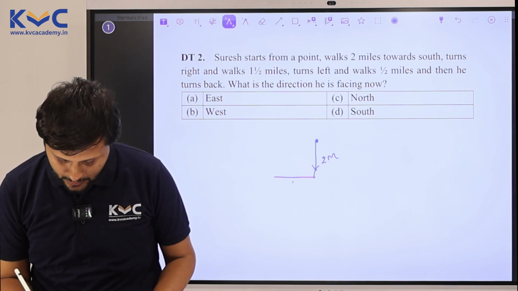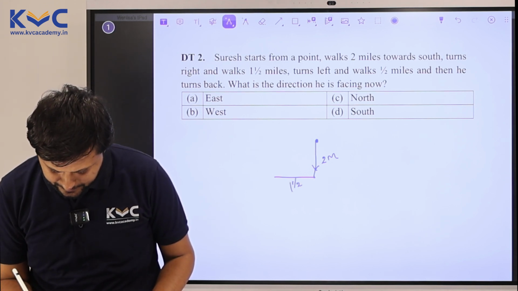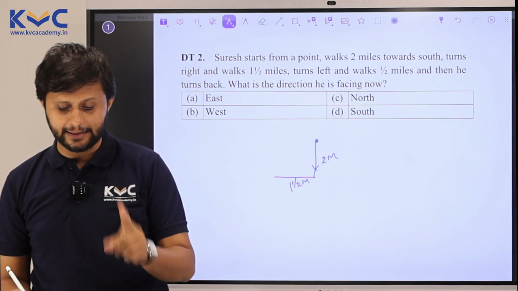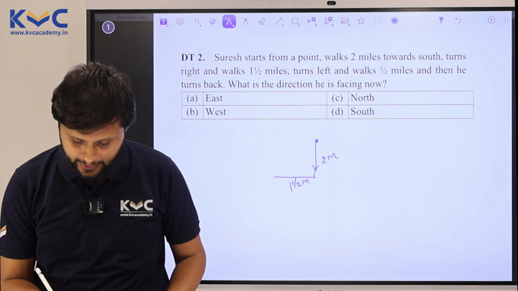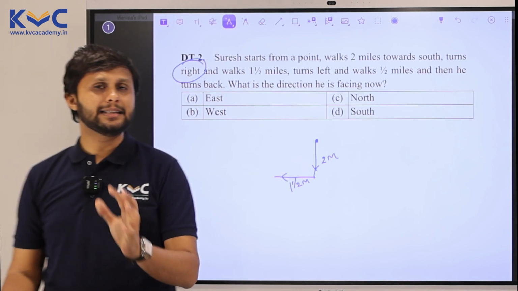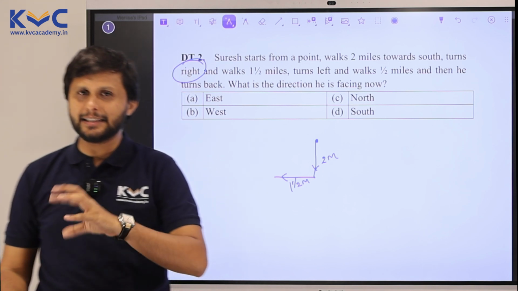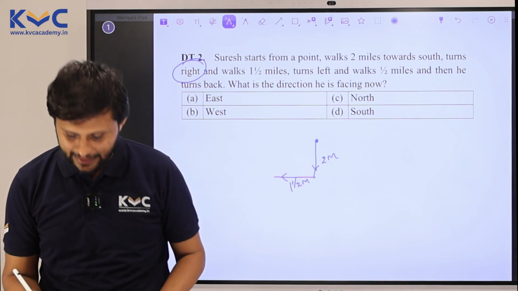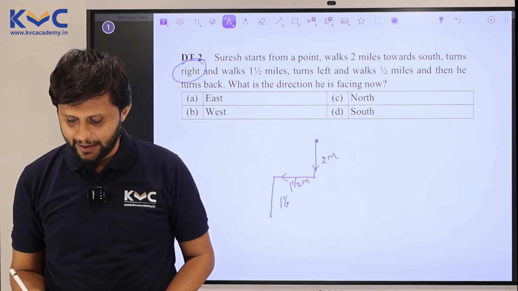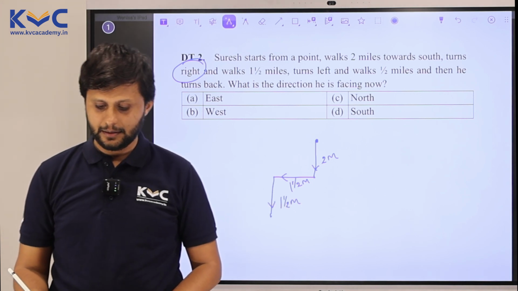Now this is how much? One and a half mile he has walked. Which side? Again I am repeating. He turns right and then he walks. Correct? Yes. After that, what does he do? He turns left again. So earlier he turned right. Now he's turning left. So it nullifies now. He's again walking in this direction. How much? 1.5 mile again.